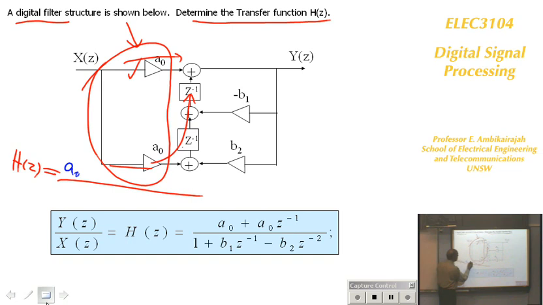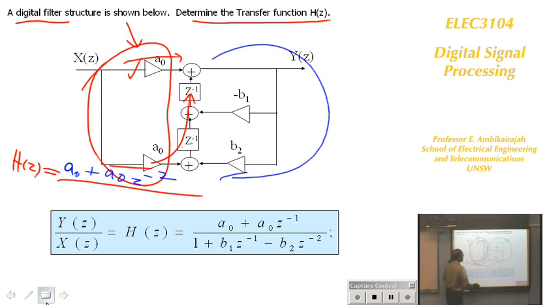Then I can say plus A naught, this A naught is going to be z to the minus 1, z to the minus 2. And then this part is the feedback part. Your B2, whatever is coming here, is going through 2 delays, and whatever is coming here goes through 1 delay. If it's minus B1, it should have a plus B1 z to the minus 1. If it has a B2, it should be minus B2 and goes twice, so z to the minus 2.